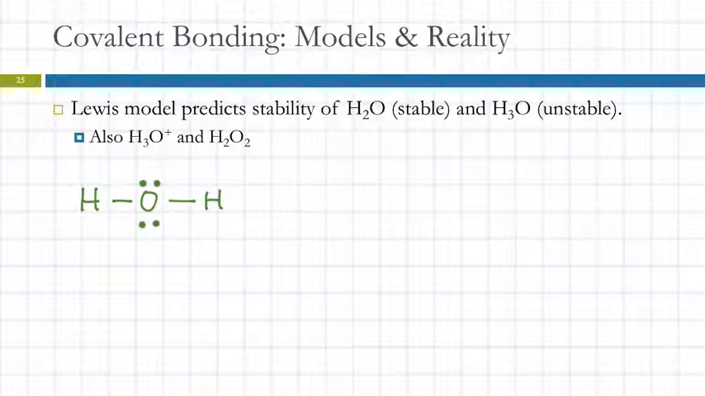But there's a Lewis structure for water. Each hydrogen has a duet, and the oxygen has an octet, and Lewis theory says that's good. That's going to be stable. So if we make H3O, how are we going to do that? Well, we're going to have to put another hydrogen on there, right?